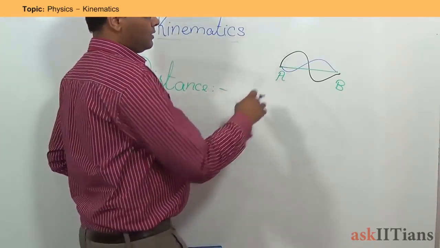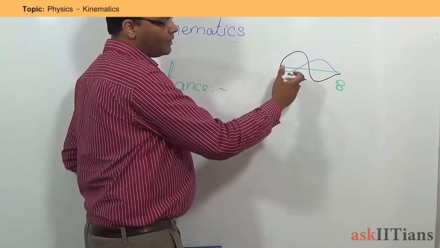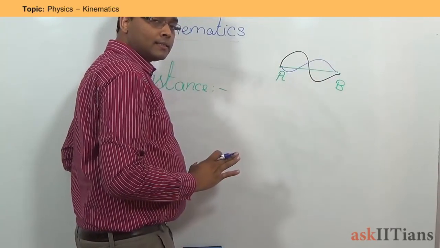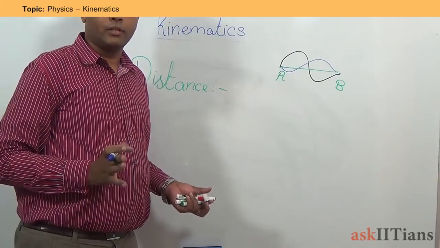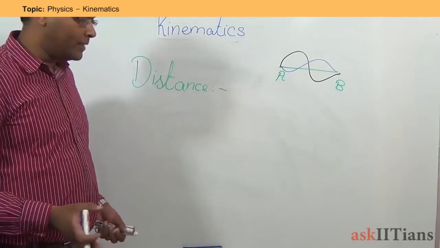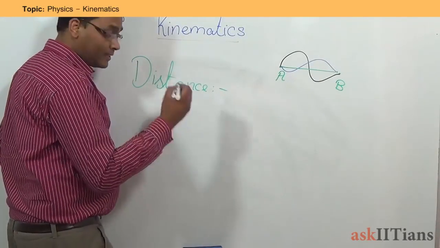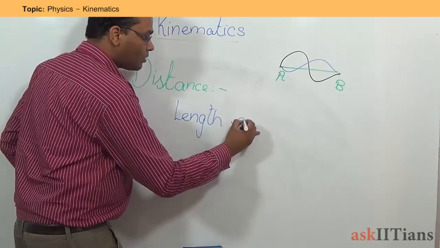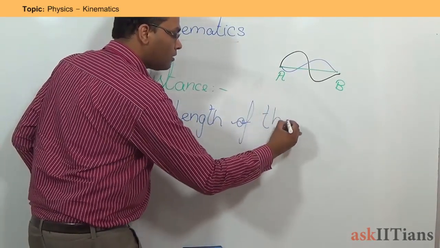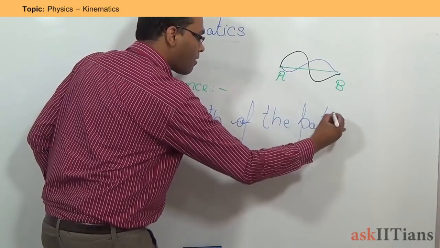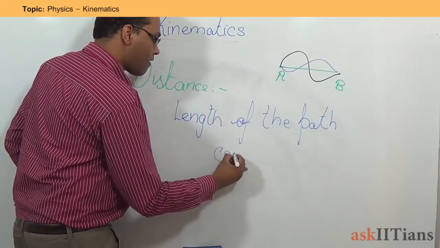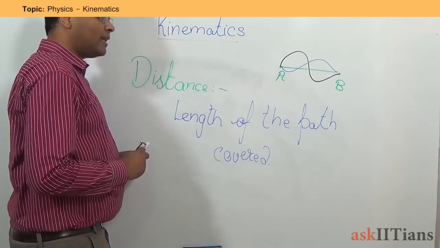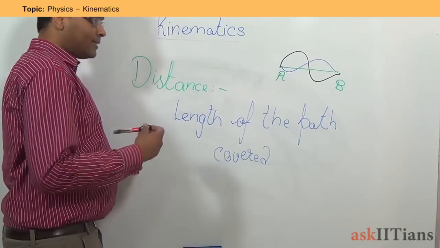As we see, the distance can be covered by n number of possible paths, and the lengths of all the paths do not necessarily have to be equal. They can be different and they will be different. So distance is going to be equal to the length of the path covered, right?